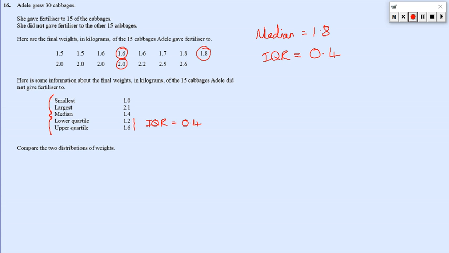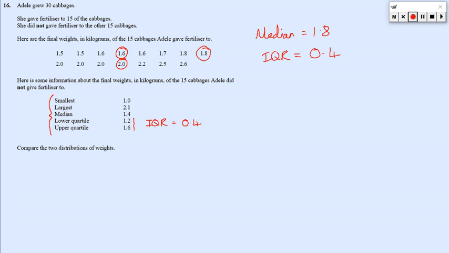And then it's just two sentences. One sentence to compare the average and one sentence to compare the range. So the first sentence would be something along the lines of: the average or the median weight of cabbages given fertiliser is bigger than the average weight of cabbages not given fertiliser. And then the second thing is to compare the ranges, which is exactly the same. So they both have the same variety or the same spread of weights.